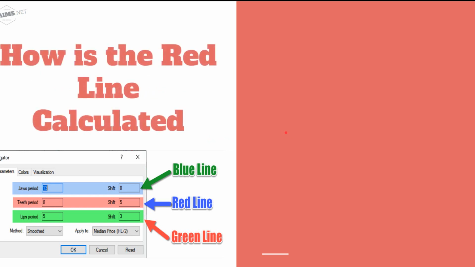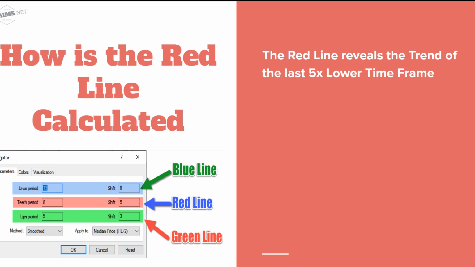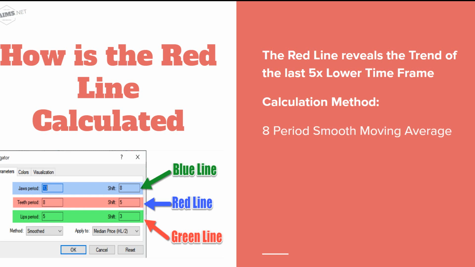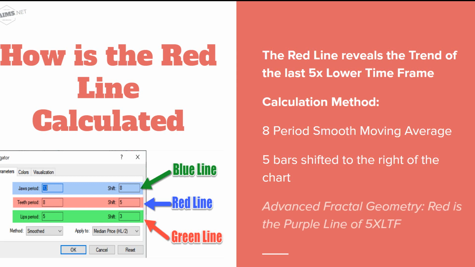Right, so how is the red line calculated? Again, the red line reveals the trend of the 5 times lower time frame. So let's say if you are on the M5 chart, the red line will show you the trend of the M1 chart. Again, the calculation method here is 8 period smooth moving average and 5 bars shifted to the right. And a bit of advanced fractal geometry here. The red line is the purple line of the 5 times lower time frame. So the purple line then would be the red line of the 5 times higher time frame.